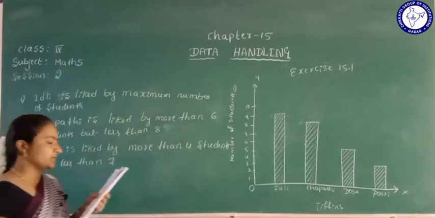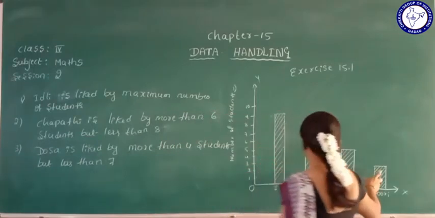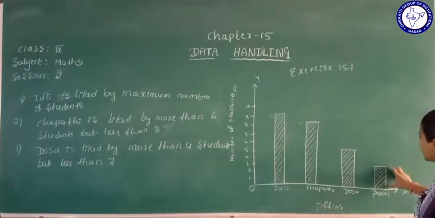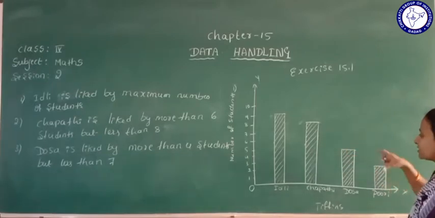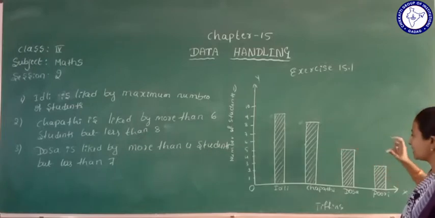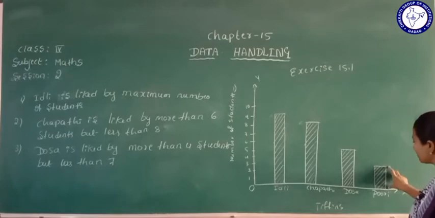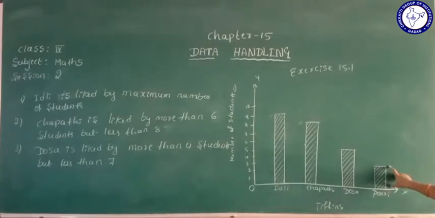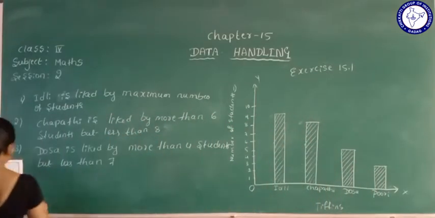Last one: which food item is liked by very few students? Which food item is it? That is puri. When we see the graph, we can suddenly find out more data, and also more information and less information. This puri item is the food item that fewer students are interested in.